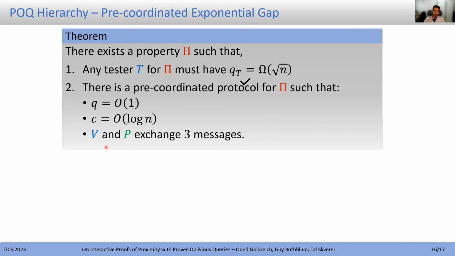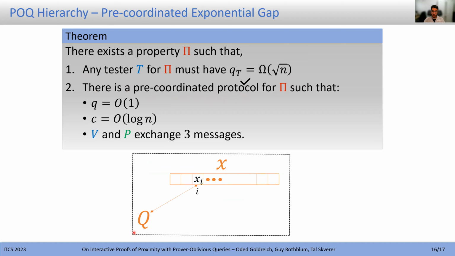So let's go back to the theorem. We already showed that previous work showed the first part. The second part, we showed a pre-coordinated model, which we proved to be true. The querying model, we say, just queries x at positions I. We said that we want a constant number of these positions, which means that the querying complexity will be constant.